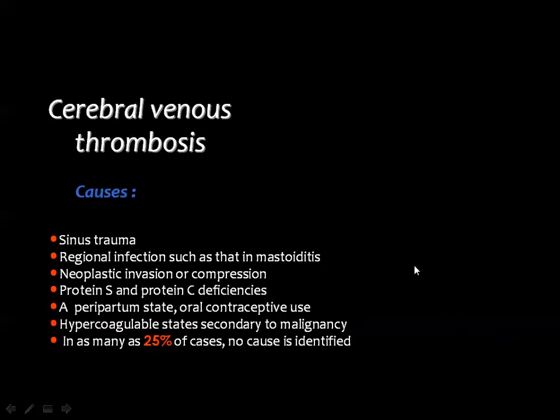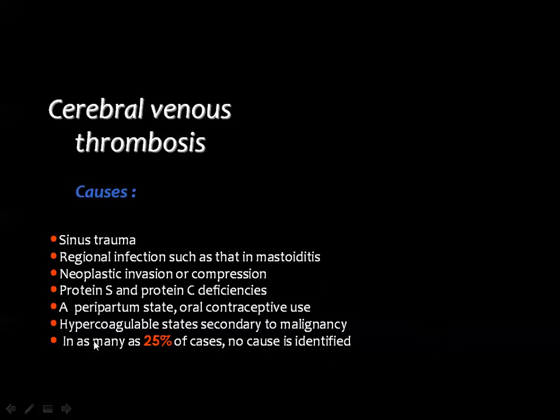Then the cerebral venous thrombosis and the dural sinus thrombosis, the causes are almost similar to the causes of venous thrombosis all over the body, including the trauma and infection, sometimes neoplastic invasion, and you should know that the pregnancy itself and the post-pregnant, post-labor status and also the oral contraceptive pills may contribute to the venous sinus thrombosis.